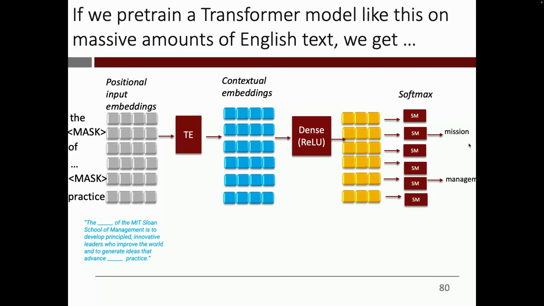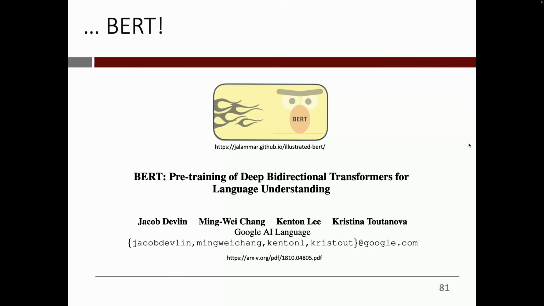That's it. Now, if we pre-train a transformer model like this on massive amounts of English text, we get something called BERT. BERT is a very famous transformer model. And BERT was the first model, actually, that Google used to upgrade its search in 2019. Like the Brazil visa example you may recall from earlier lectures, that uses BERT under the hood.